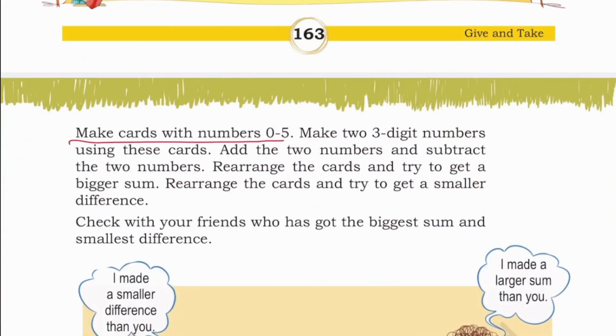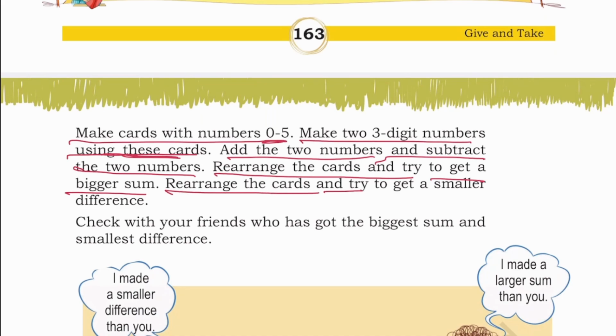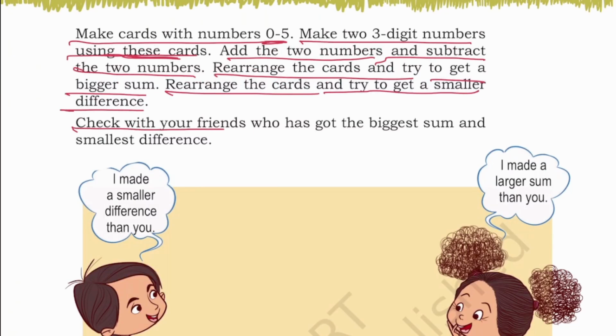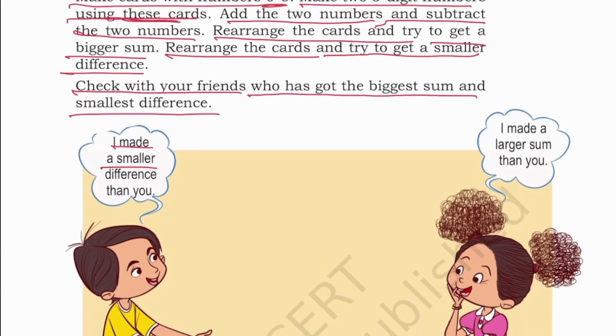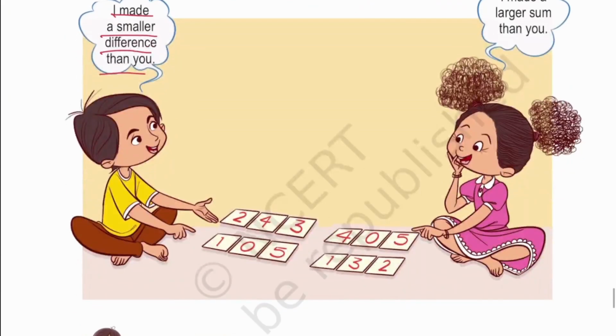Make cards with numbers 0 to 5. Make 3-digit numbers using 3 cards. Using these cards, add the two numbers and subtract the two numbers. Rearrange the cards and try to get a bigger sum. Rearrange the cards and try to get a smaller difference. Check with your friends who has got the biggest sum and smallest difference. I made a smaller difference than you, that is these two numbers.